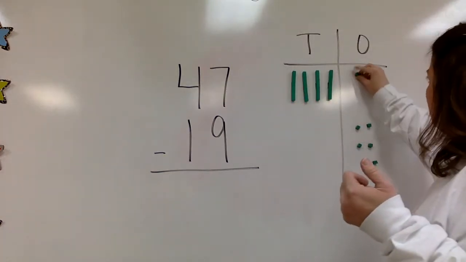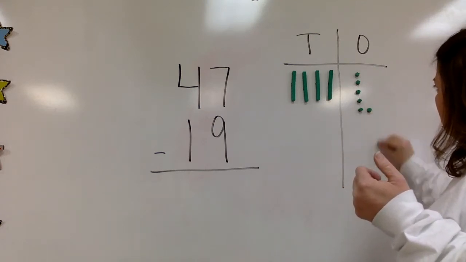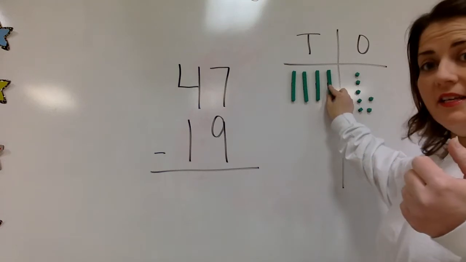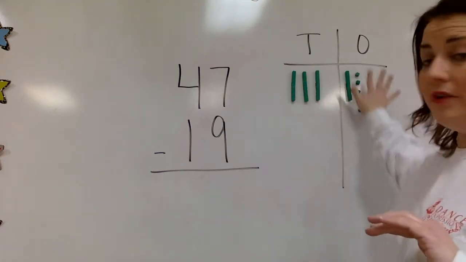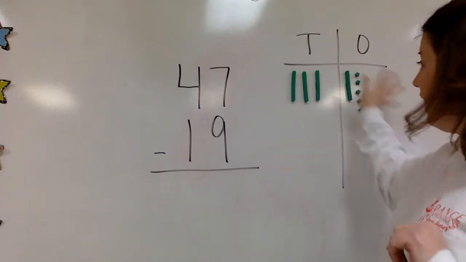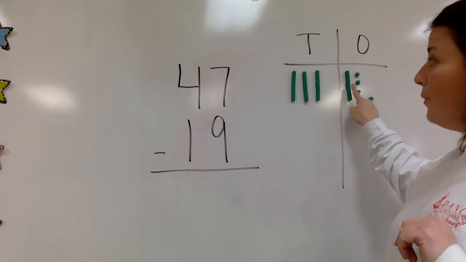So let me get my 7 back up here. 3, 4, 5, 6, 7. We can take one of these 10s and we can just slide it over. Okay, do we still have 47? Yes, I did not add any new blocks. I did not take any away. All we did was move a 10.